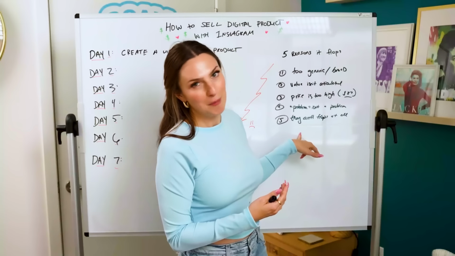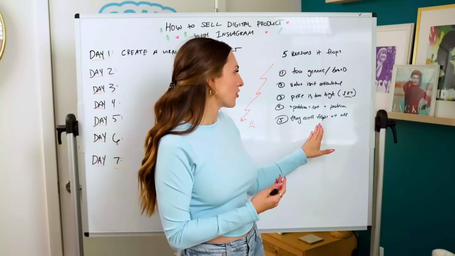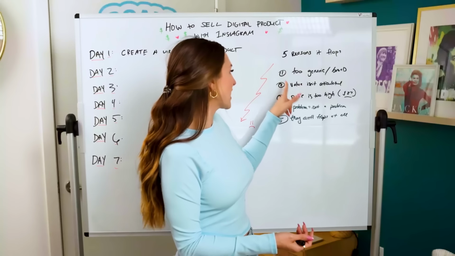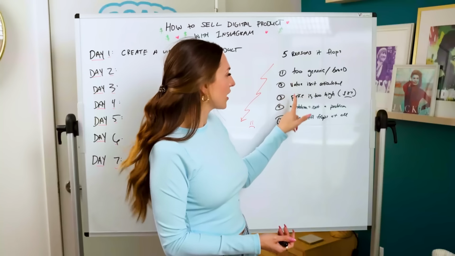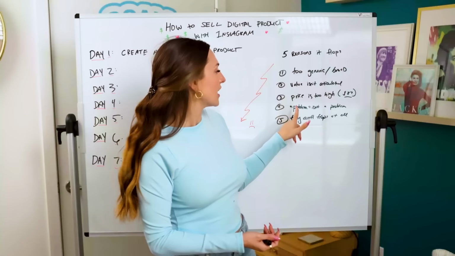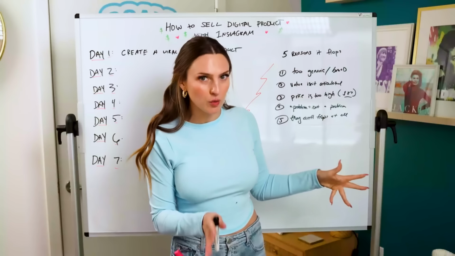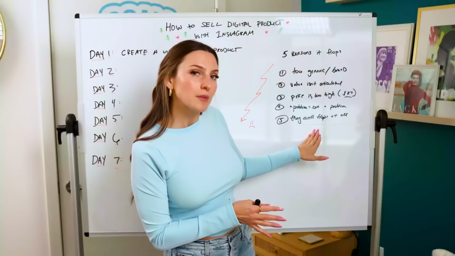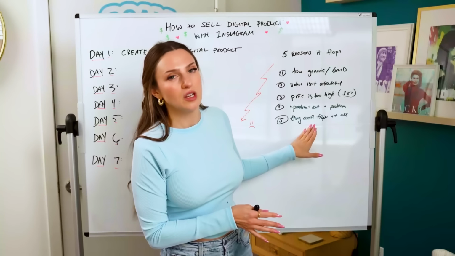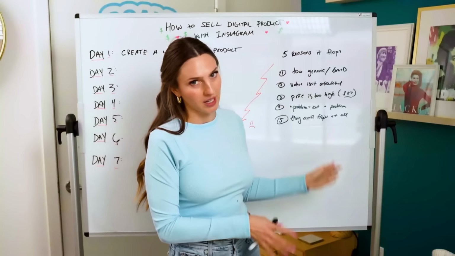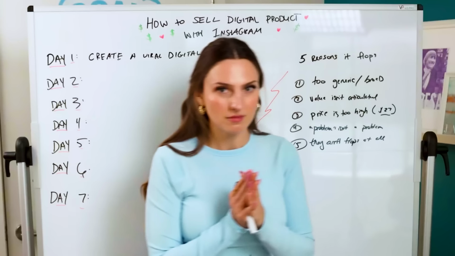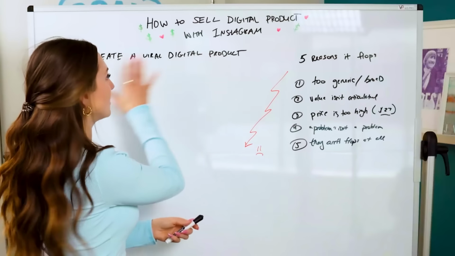For a lot of people, they have good offers. They just don't know how to sell it. So if you're checking: yep, I'm not too generic, I did a good job articulating my value, my price isn't too high, the problem is a real problem, I'm actually solving a real problem, but the product still flops, it's probably because you didn't actually flop at all. You just don't know how to market it. That's day 1. All of that is day 1.